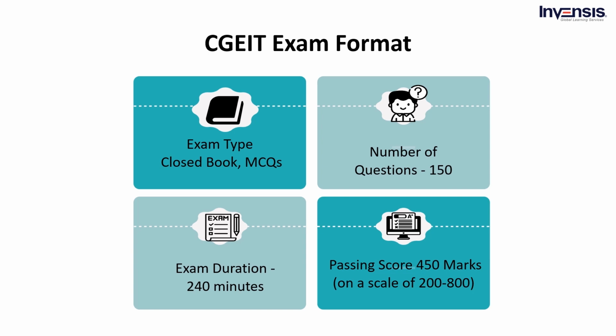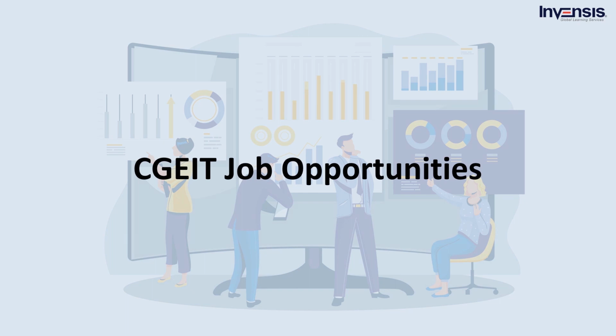The first exam type will be a closed book and multiple choice question. Next comes the exam, which is made up of 150 questions. Next is the exam duration, which will be 240 minutes. The maximum score that can be acquired is 800, though the passing score is 450 out of 800. CGEIT certifications have 3 years of validity, and certificate holders must stay up to date by satisfying ISACA's Continuing Professional Education, CPE, policy.